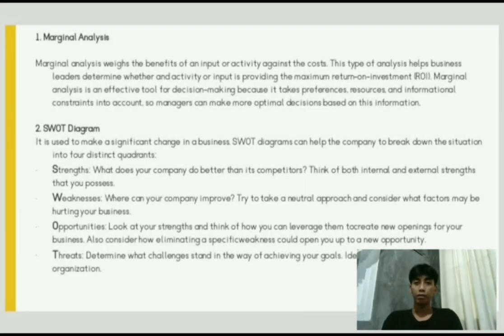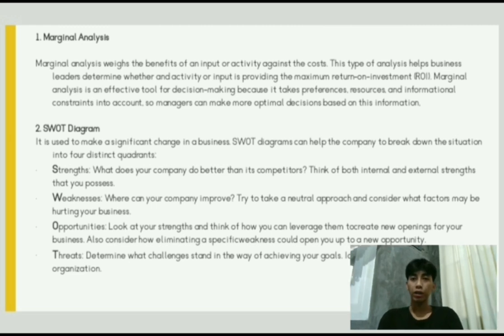Marginal analysis. Marginal analysis weighs the benefits of an input or activity against the cost. This type of analysis helps business leaders determine whether an activity or input is providing the maximum return on investment, or what we call ROI. Marginal analysis is an effective tool for decision making because it takes preferences, resources, and informal constraints into account, so a manager can make more optimal decisions based on this information.